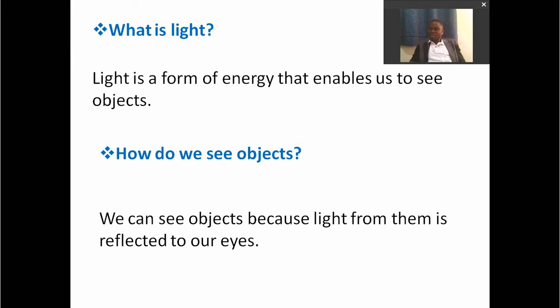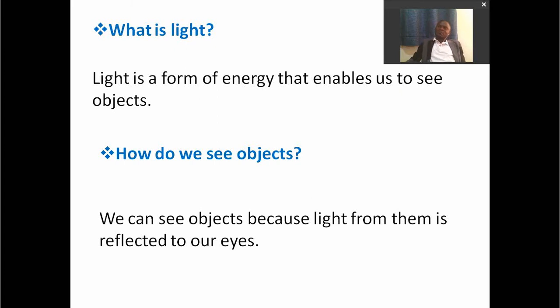So let's go back to our answer here. We are saying that we can see objects because light from them is reflected to our eyes. Let me repeat. When there is a source of light, the source of light will emit light. Then the rays from that light will go and hit onto the object, be it a car, a house, somebody, anything you are seeing, food, a book. And then that object will reflect the light rays to your eyes, and you'll be able to see that particular object. Are we together?